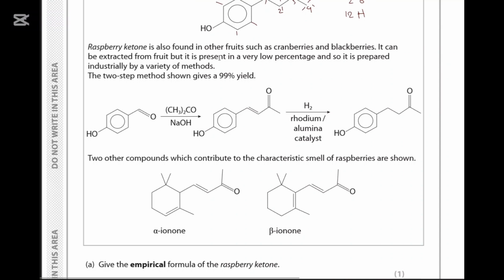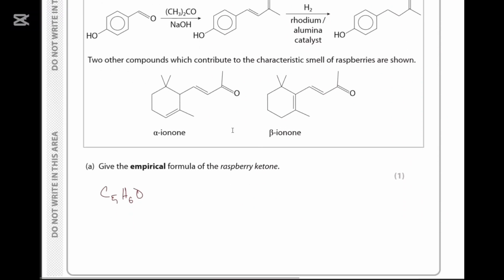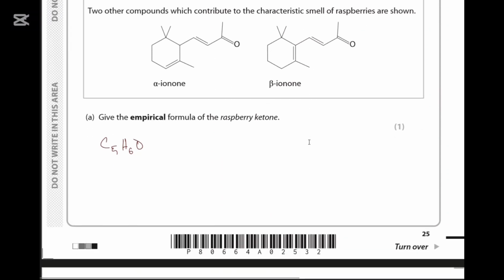It can be extracted from the fruit, but in a very low percentage, so it's prepared industrially by a variety of methods. The two-step method shown gives a 99% yield, okay? Then two other compounds are also formed, which are alpha ionone and beta ionone.